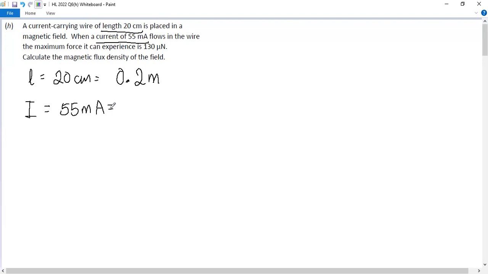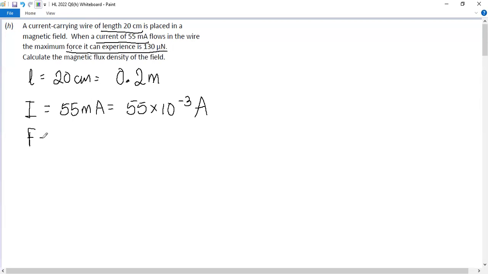Now I had the milli and the micro. I'll check for you, but I'm pretty sure it's page 45 of the logs if you're wondering how to convert them. But I know them, and you'll know milli and micro hopefully by the end. So we've got a 10 to the minus 3 because milli means small, smaller amps. Okay, and the maximum force it can experience, so we're thinking a capital F, is 130 micronewtons.